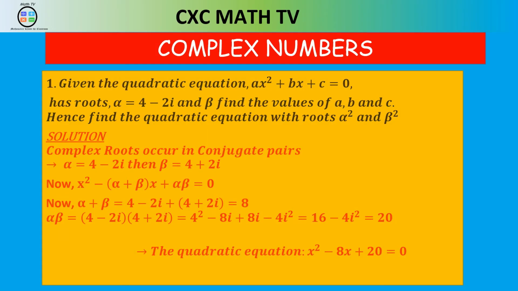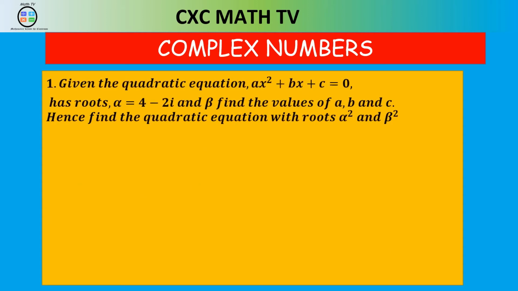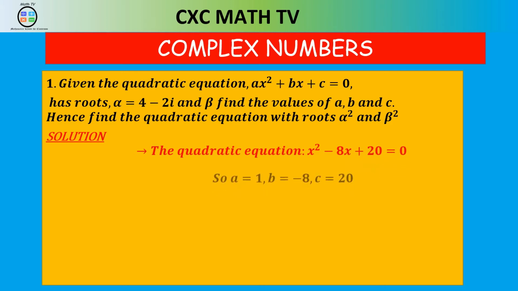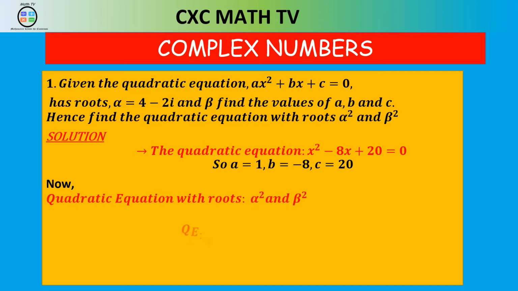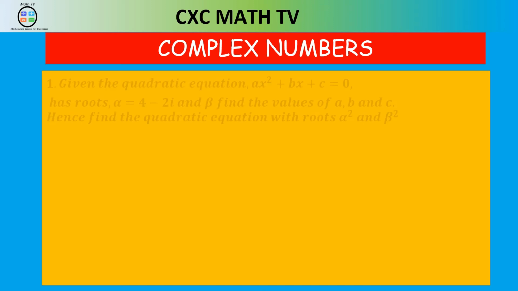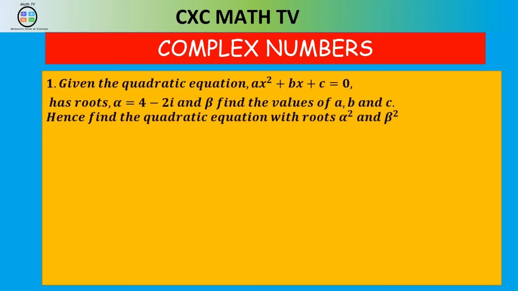The next part said state the values of a, b, and c. So a is just the coefficient of x squared, which is 1. b, the coefficient of x, is negative 8. c, the constant, is 20. Now, remember that a quadratic equation is in the form x squared minus the sum of the roots times x plus the product. The second part said find the quadratic equation with roots alpha squared and beta squared. So first, we need to find the sum of alpha squared plus beta squared, and then the product of alpha squared and beta squared.